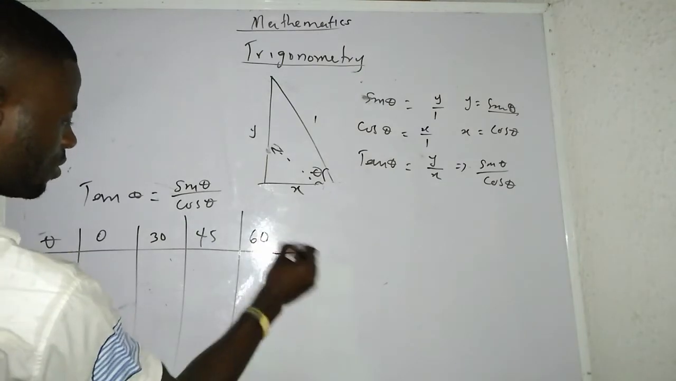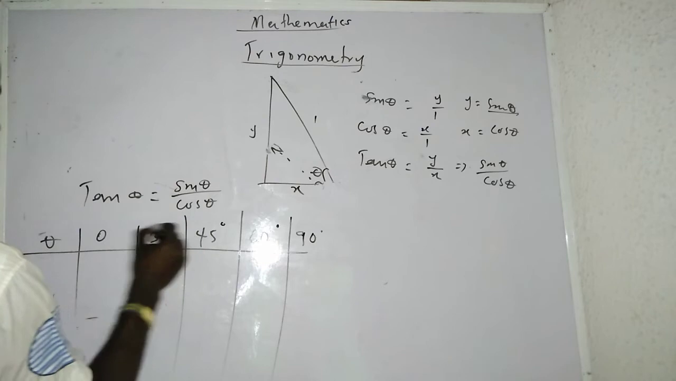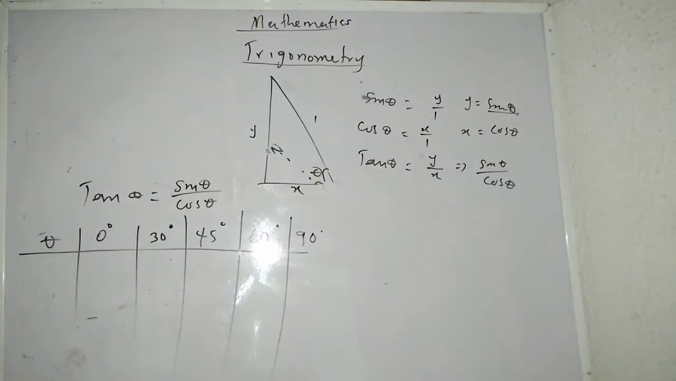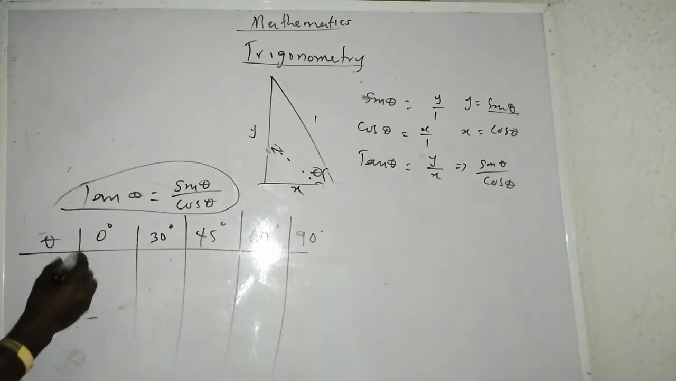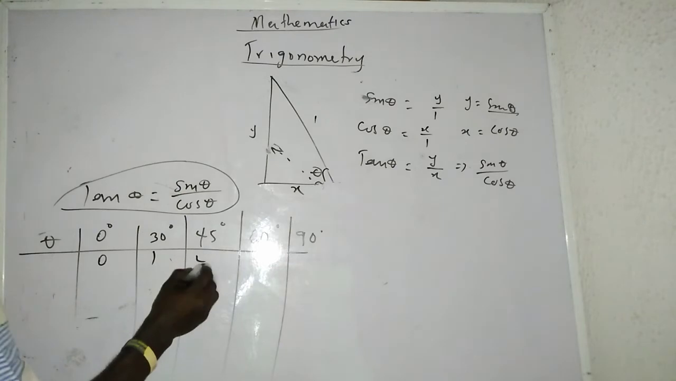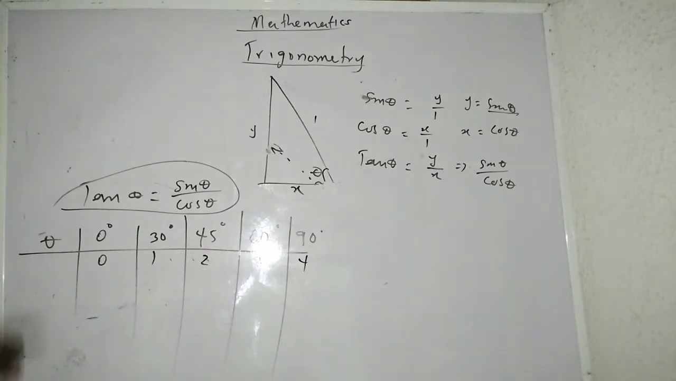I have 90. Now, they are all in degrees. Now, if I should do this, it means my tan, I'm working on my tan. Now, my tan is 0, 1, 2, 3, 4.